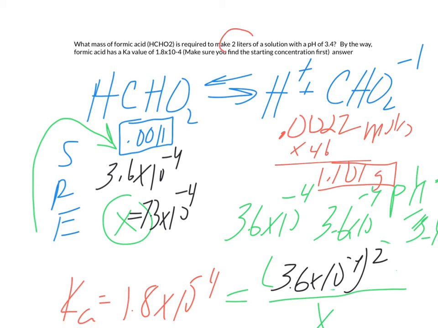We want to make 2 liters of a solution with a pH of 3.4, so I multiply that by 2 to find out the number of moles that would be required to give me that concentration, and then I multiply by 46, which I believe is the molar mass of formic acid. My answer was 0.101 grams.